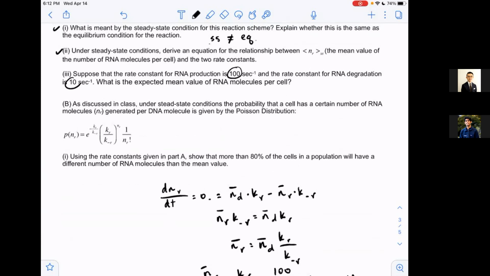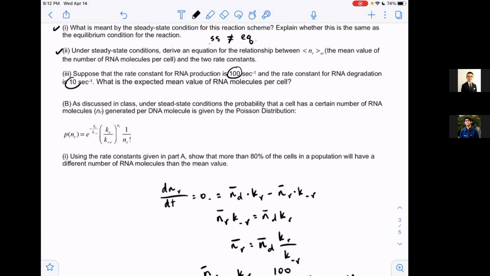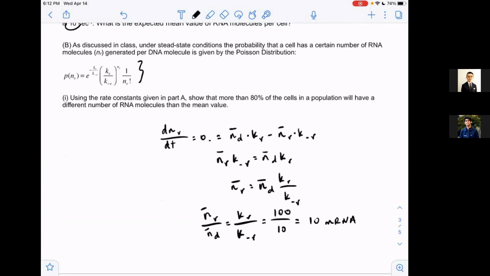All right. Cool. Sorry, one sec. As discussed in class, under steady state conditions, the probability that this cell has a certain number of RNA molecules generated is given by the Poisson. Use the rate constants given in part A. Using the rate constants given in part A, show that more than 80% of the cells in this population will have a different number of RNA molecules than the mean.